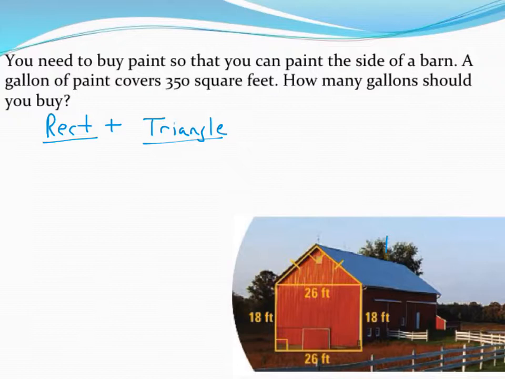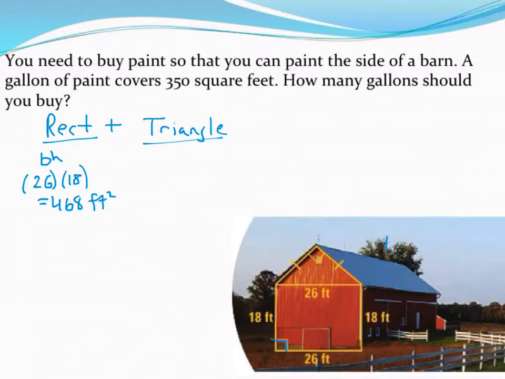The formula to find the area of a rectangle is just base times height, and I can see in my diagram that I do have a perpendicular tick mark right there. So my base is going to be 26 times my height, which is 18. The rectangular part of the barn gets me an area of 468 feet squared.